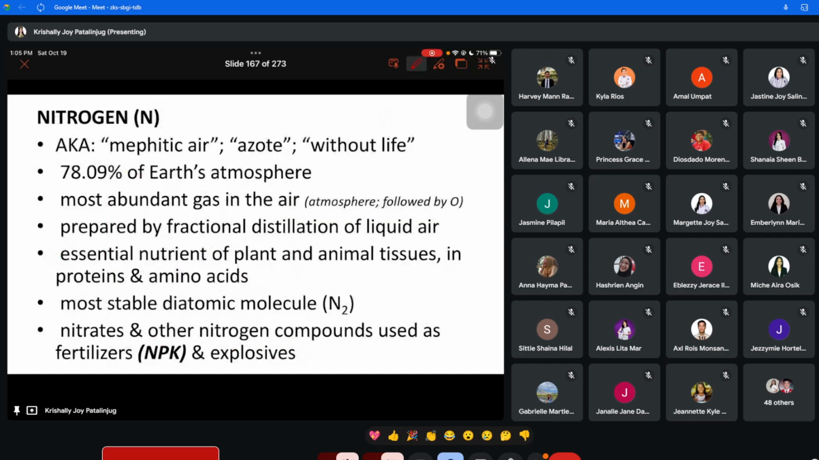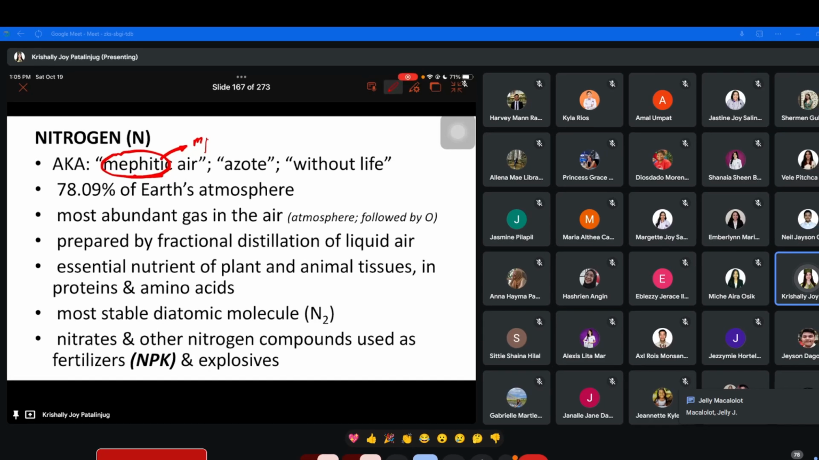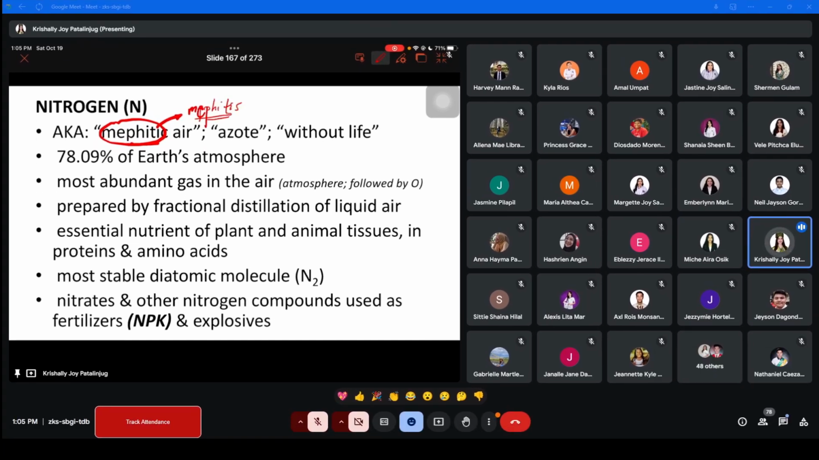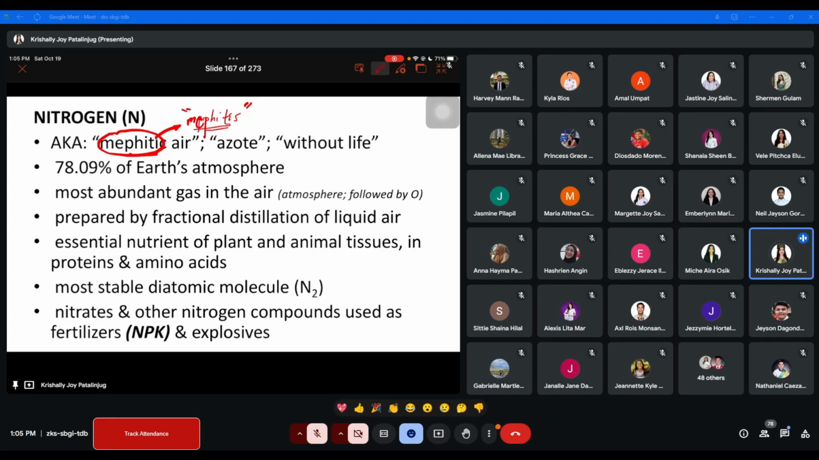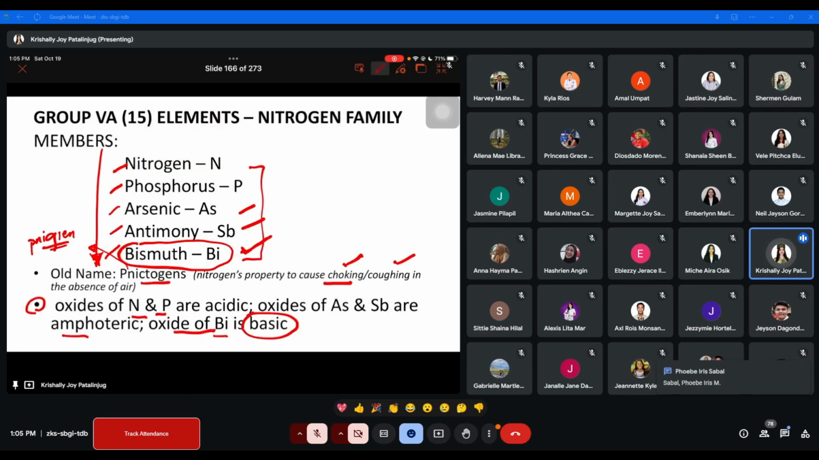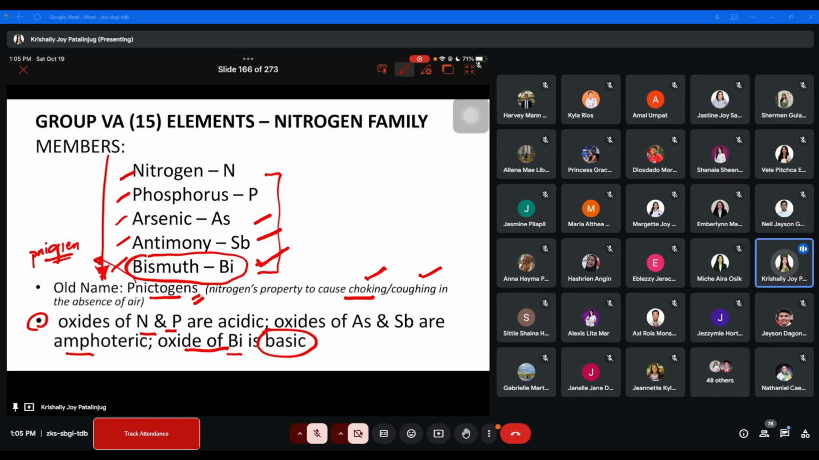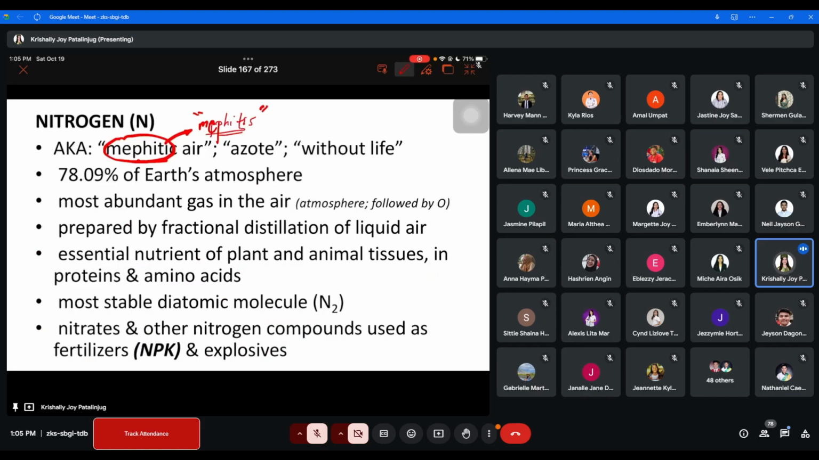Okay, sige. Let's start discussing each of the elements under group 5, starting with the element nitrogen. So nitrogen is also known as mephitic air. Mephitic, this term, galing yan sa Latin word na mephitis. Ibig sabihin ng Latin word na to, it is noxious nga vapor. It is poisonous nga vapor. So you can just relate it to their old name na sabi natin. They tend to cause choking. They do not support, kumbaga, life. They do not support respiration, kasi nagkakause sila ng choking or coughing. So they are said to be noxious nga vapor.